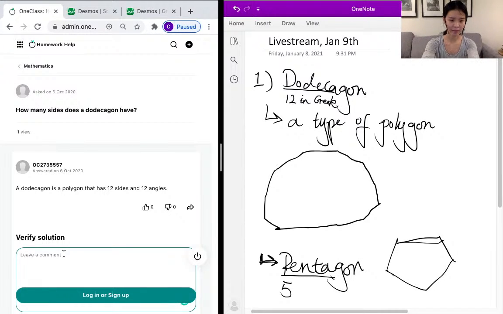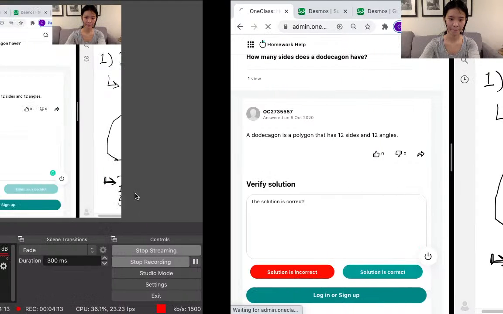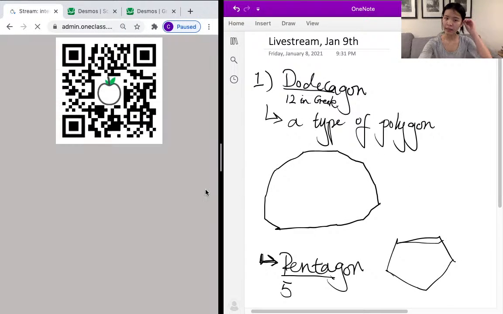Okay, let's look at a sample solution. Yes, it's a really brief explanation, but it is correct. So let's just say the solution is correct. And let's move on to our next problem over here. Cool. It is loading.